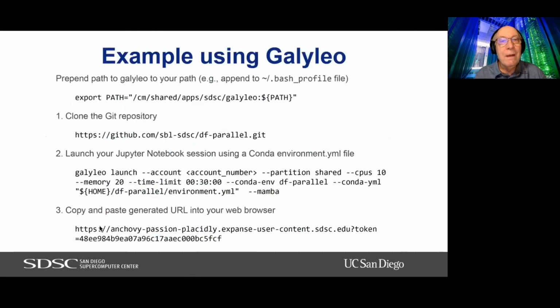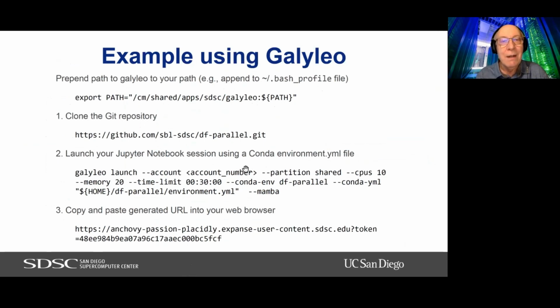Okay. All right, so here's just an example how you would use Galileo, and you have used that a lot, but this is the idea. Let's say you're on your own, you have your own account. This is the way you would do it. First, you need to add the path to Galileo, and you can put that into your bash profile file. We have already done that for your training account, so don't do that. Then you clone a Git repository, you launch your notebook with a Conda environment. Let's see how that works.